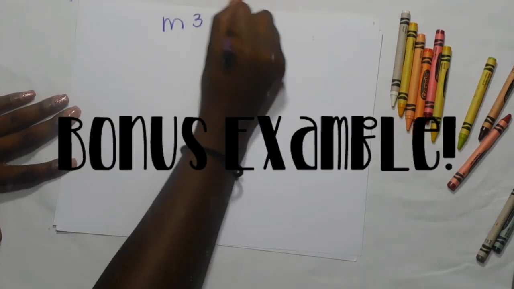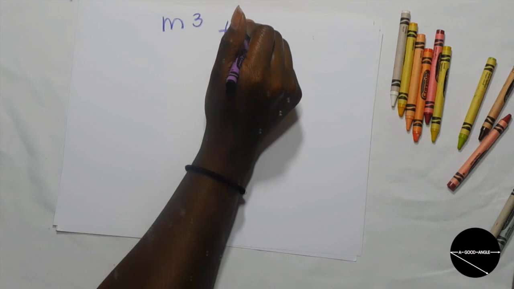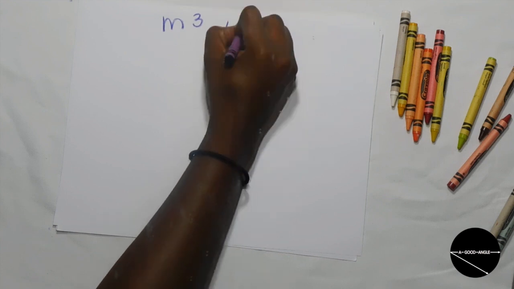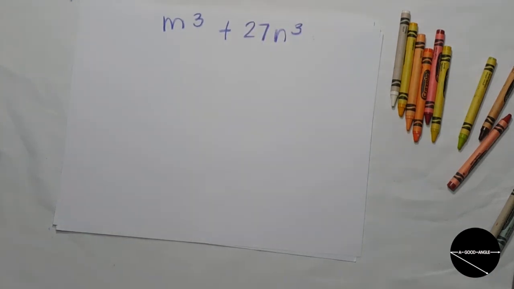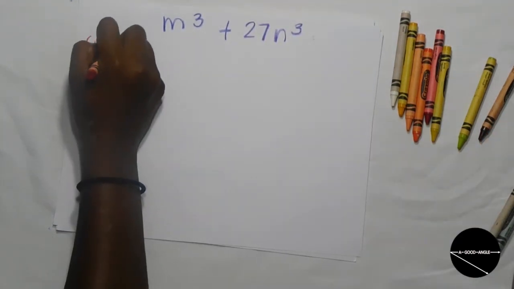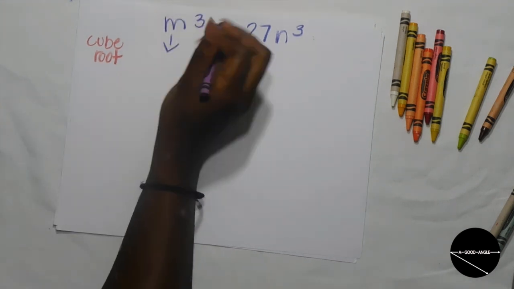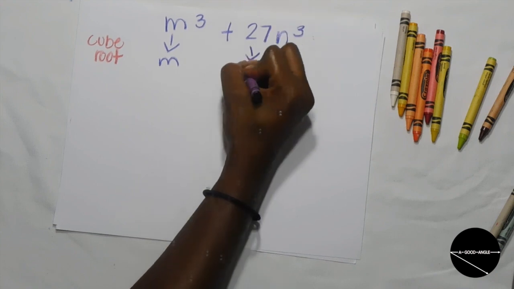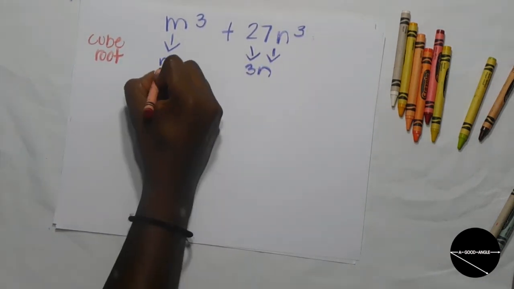Okay, so we're getting the hang of it. I feel like we can handle a challenge. All right, so I have m cubed, okay, and I'm going to say plus 27n cubed. So I have 2 variables here. Same rules apply. Cube root, m cubed, the cube root is m, okay, because m cubed is m cubed. 27, the cube root of 27 is 3 because 3 cubed is 27. And then the cube root of n cubed is n.